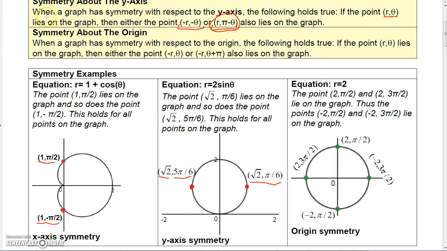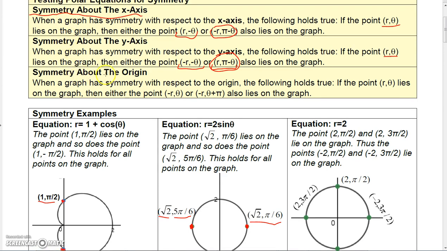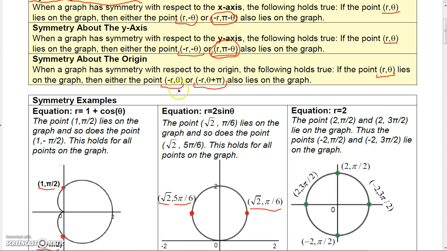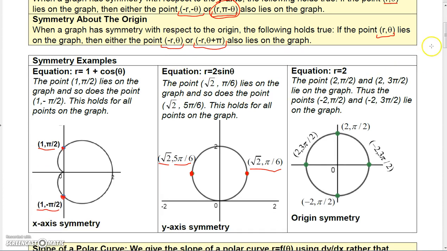So that's y-axis symmetry. Now, symmetry about the origin: for that to hold true, when (r, θ) is on the graph, you either have to have (−r, θ) on the graph or (r, θ + π) on the graph. Now, I went with just the simple case here of a circle to show you this one. The circle has origin symmetry. Actually, it has all three symmetries, but it has origin symmetry because when (r, θ) is on the graph, then (−r, θ) is on the graph.